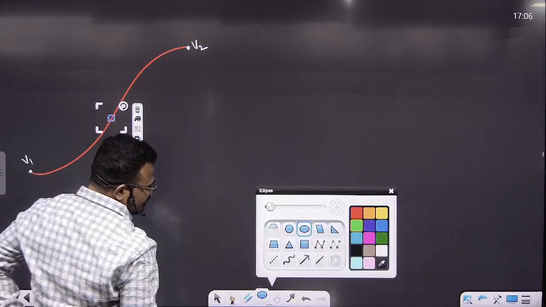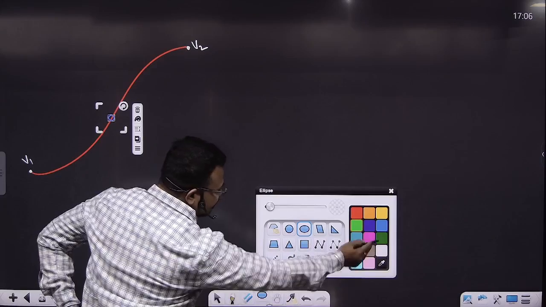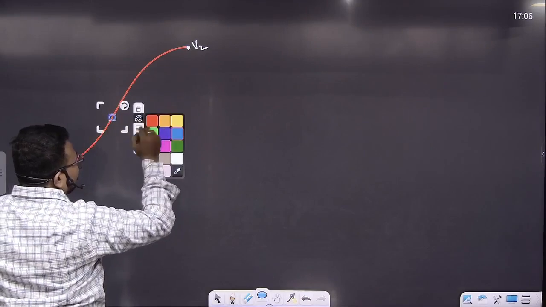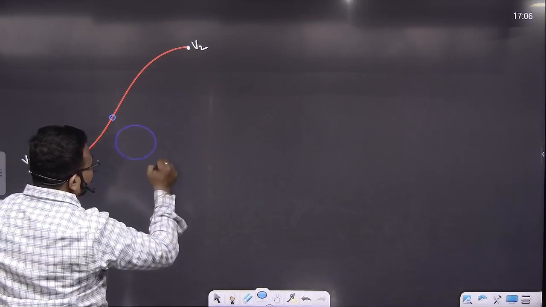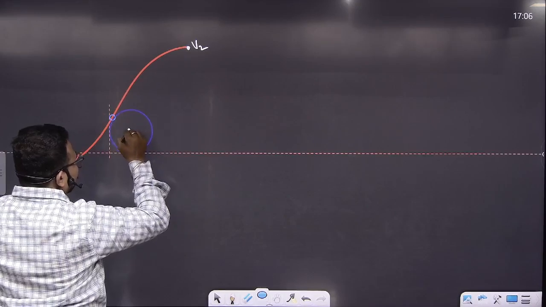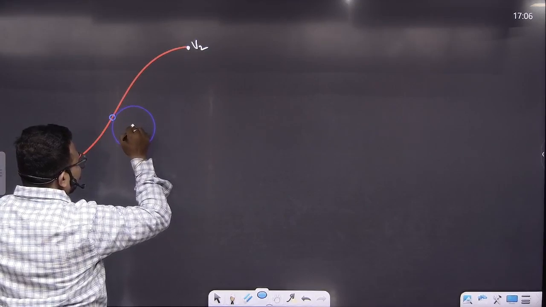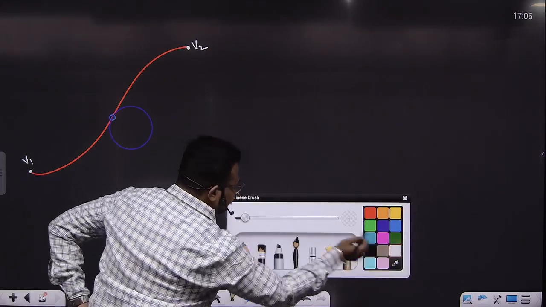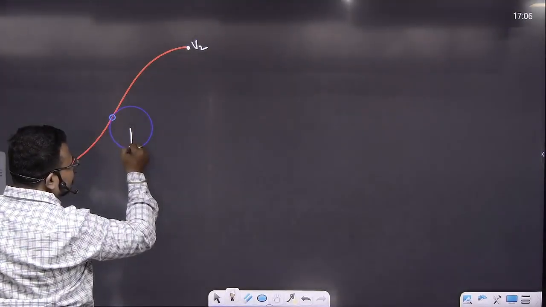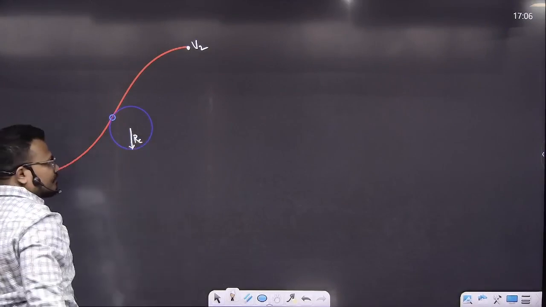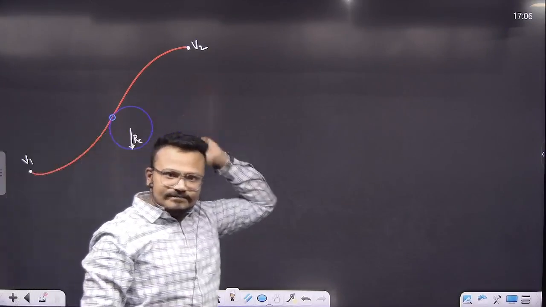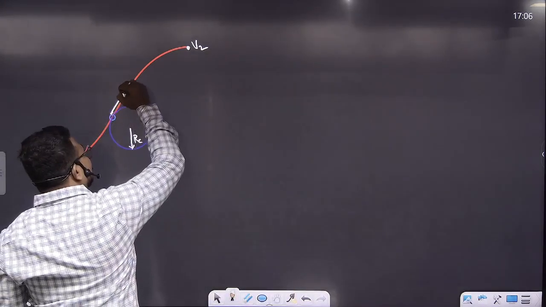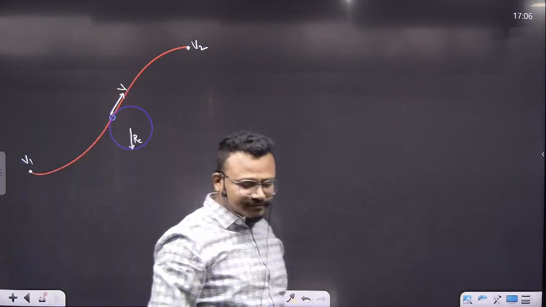When the small mass is moving along this path, we will take a radius of curvature of this path, R C. Now the particle is moving along this, and the velocity of the particle is in this direction, v.